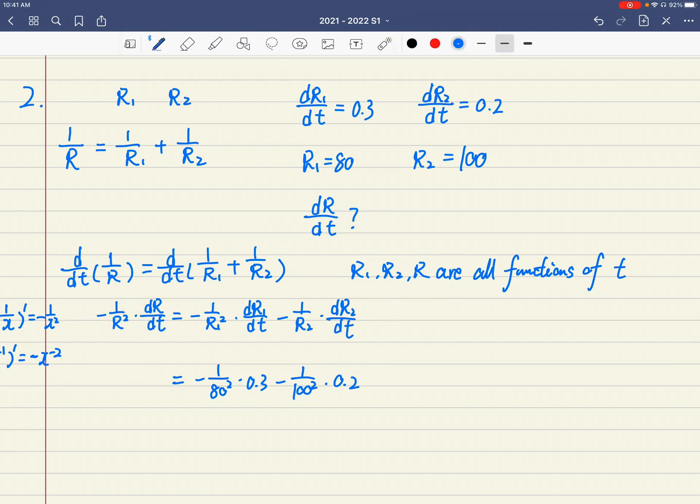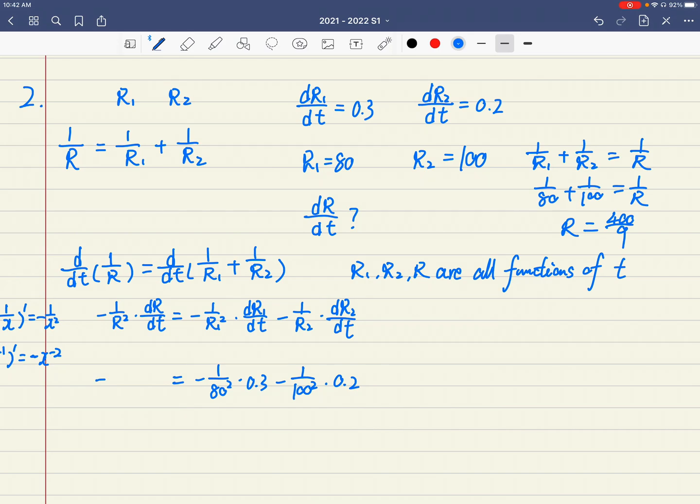How do we get R? We still have this formula. 1 over R1 plus 1 over R2 is 1 over R. So here, 1 over 80 plus 1 over 100 is 1 over R. That's why R is 400 over 9. You do the calculation, you get 400 over 9.